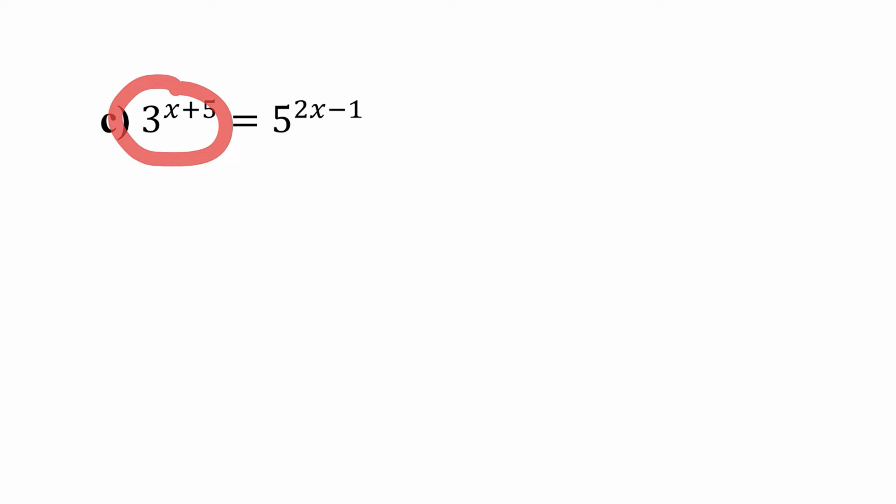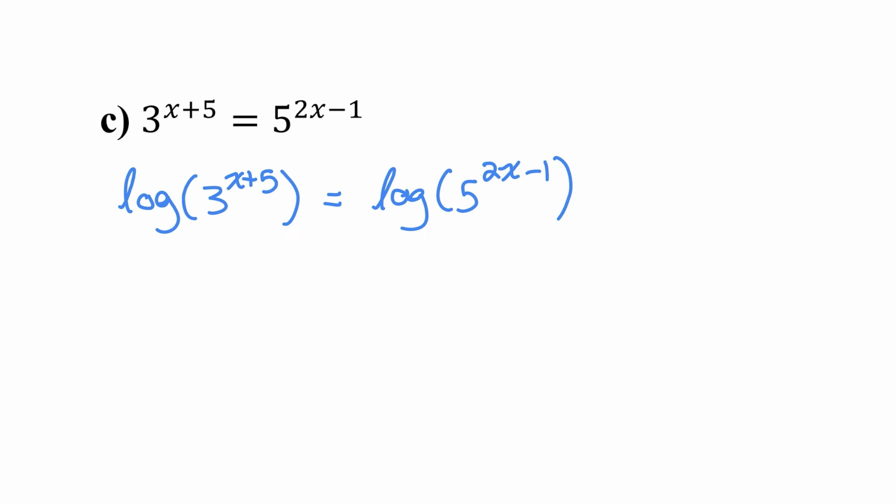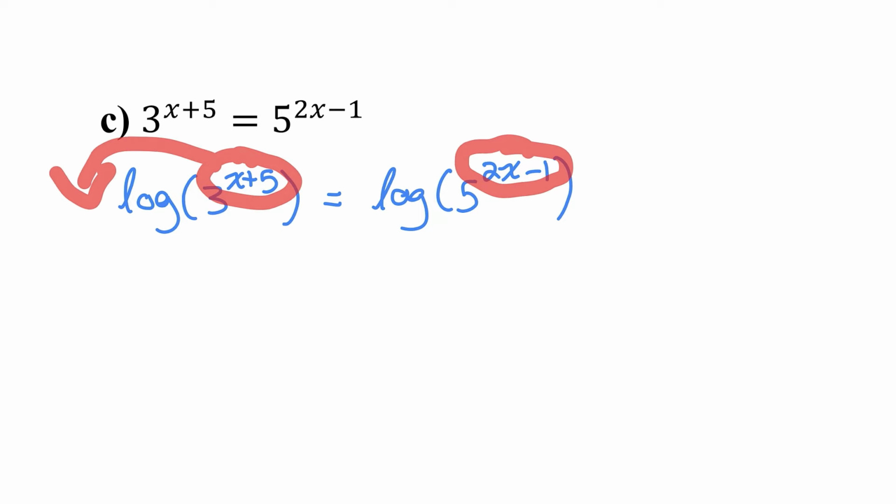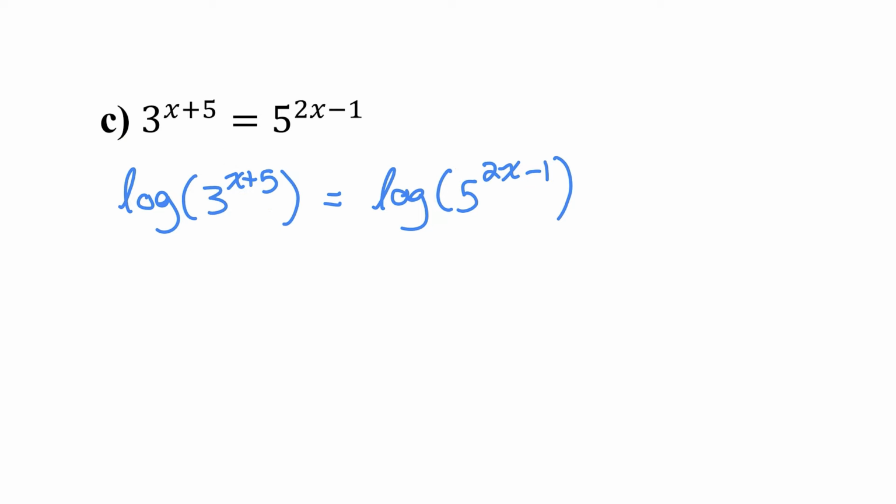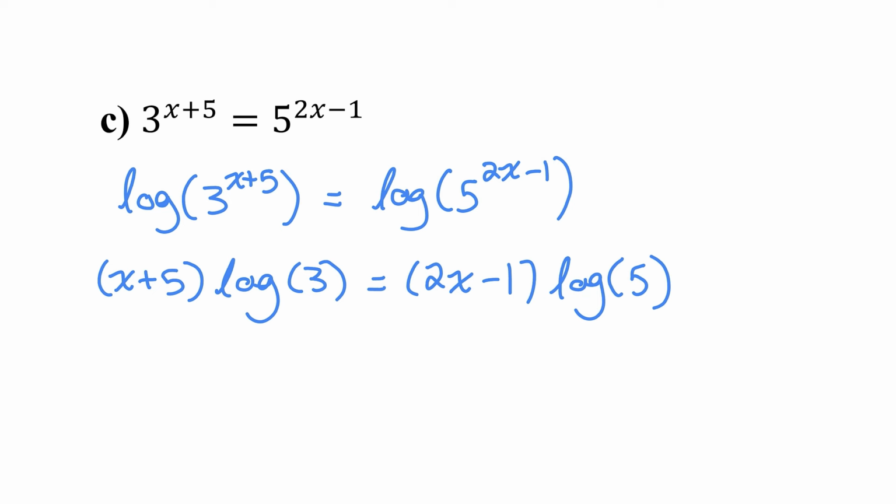Let's move on to part C. This time, both powers have a variable in the exponent. So I would try and rewrite these powers with the same base, but 3 and 5, it's not easy to rewrite those as powers with the same base. So instead, I'll use a different strategy. I'll take the common logarithm of both sides of this equation. And now I'll use the power rule of logarithms to take both of those exponents of the arguments and write them as the coefficients of the logarithms. Now I'll expand both sides. On the left, I'll do x times log 3 plus 5 times log 3, and on the right, 2x times log 5 minus 1 times log 5.